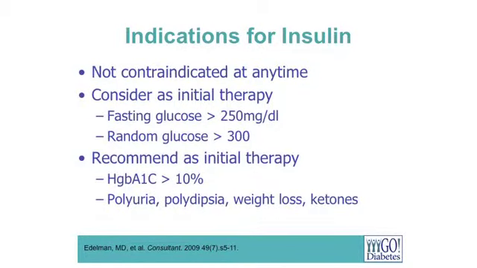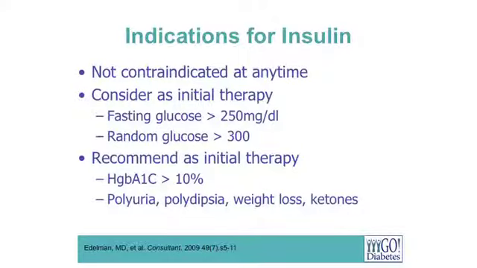So let's start with just some fundamental rules. These are indications that somebody needs to be on it, so it takes that question out of your mind. Number one, it's not contraindicated at any time, okay? So don't feel like that. It's not like metformin, where they've got end-stage renal disease and I'm going to give them metformin. That'd be a contraindication. Well, not true with insulin. You're not going to kill anybody with insulin, generally speaking, unless they have horrible hypoglycemia, which is very rare.